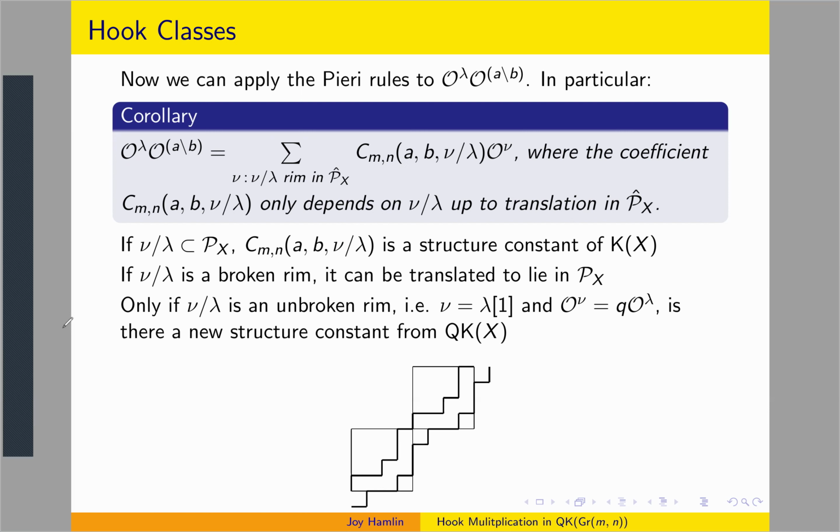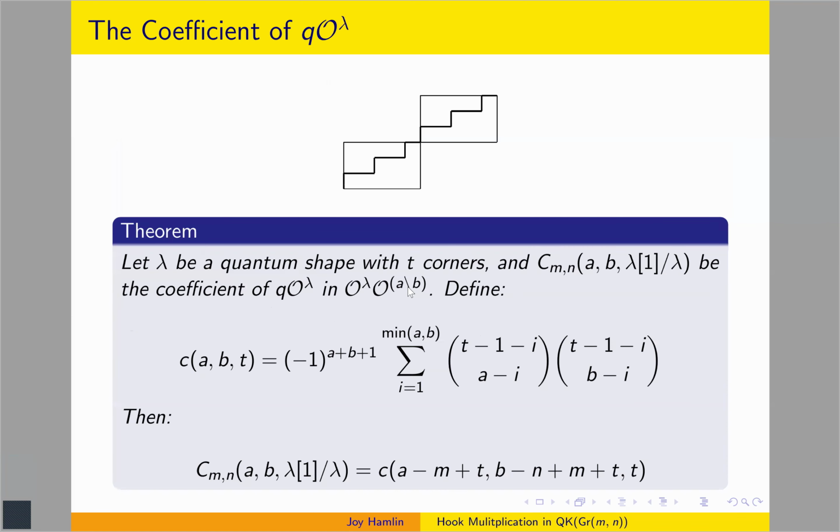quantum K theory. An unbroken rim happens when nu is lambda shifted by 1, which means O nu is Q times O lambda. So if I can find that coefficient, then I've entirely understood the quantum K-theory multiplication because we already understand K-theory multiplication. And in fact, I have found it.